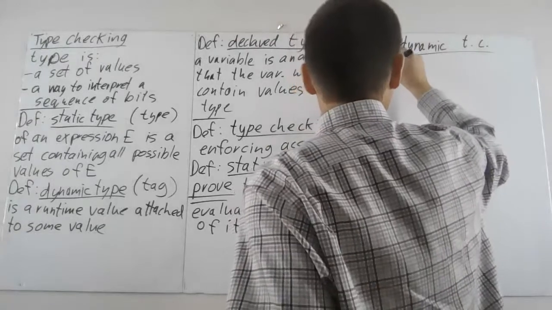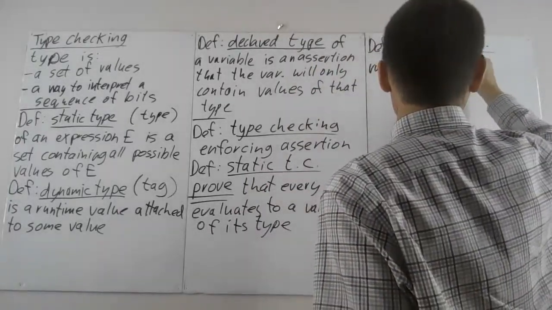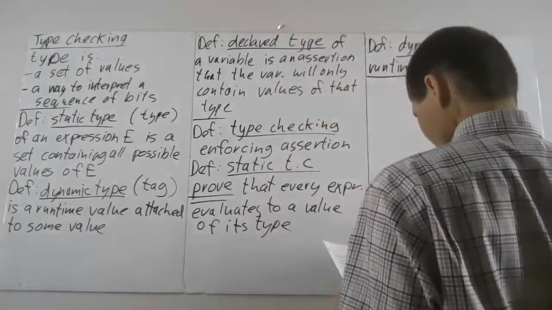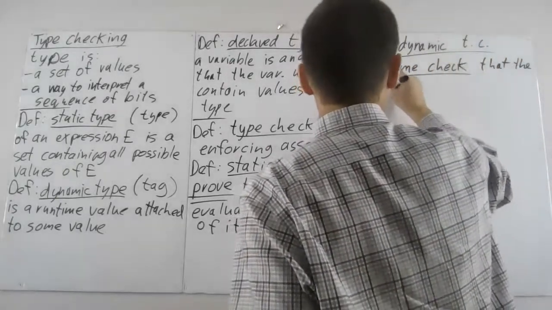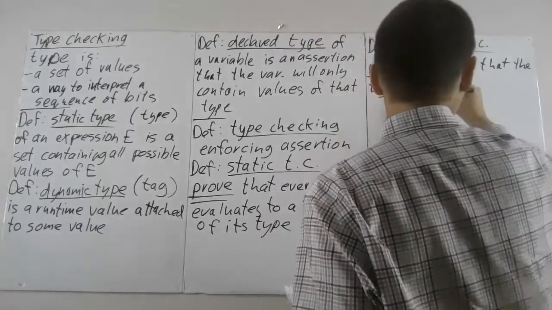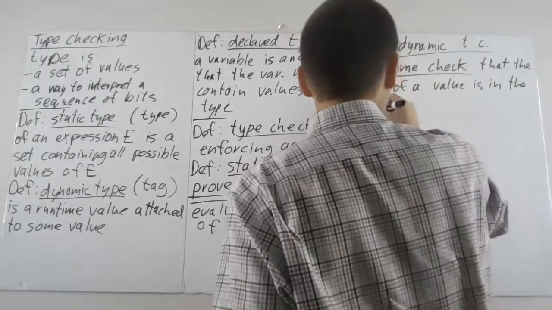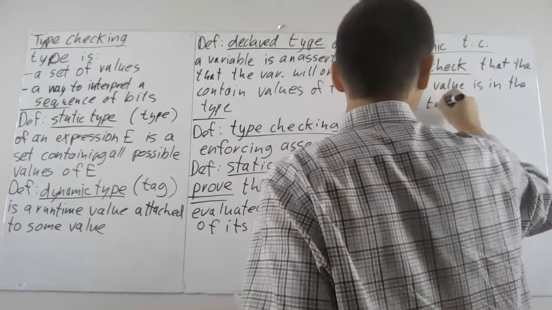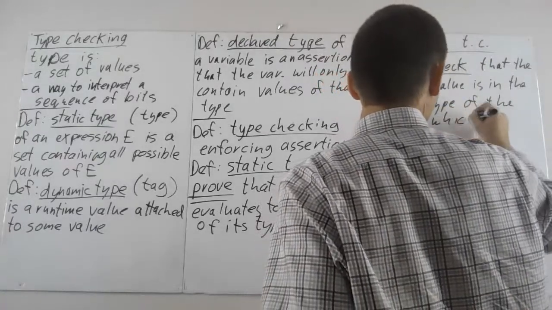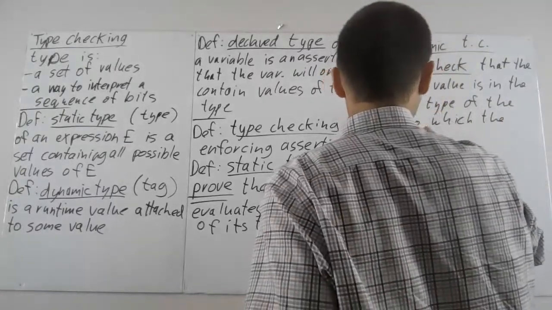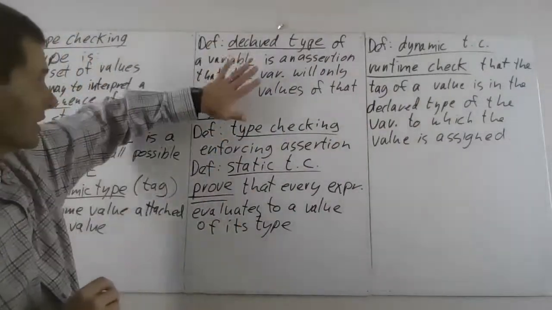Right, so static type checking was a proof, so the compiler has to prove to itself. Dynamic type checking is a runtime check that the tag of a value is in the declared type of the variable to which the value is assigned. Okay, so my declared type, so I declare a variable.